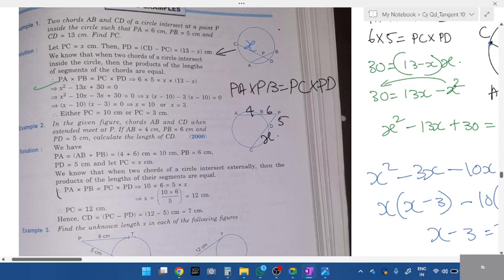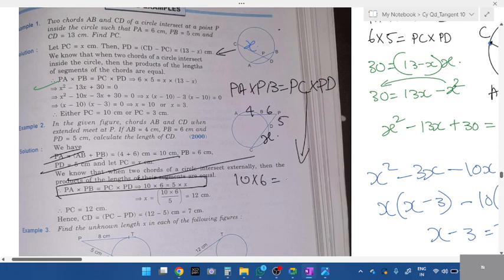Look at the formula. All this is not required. You shouldn't waste your time writing. This definitely they'll give it for MCQ. Look at the formula what I've written. PA value, add 4 plus 6. 10 into 6 is equals to 5x. X is equals to 10 into 6 by 5. X is equals to 12. Fine. What have they asked us to find? Find the length of CD.